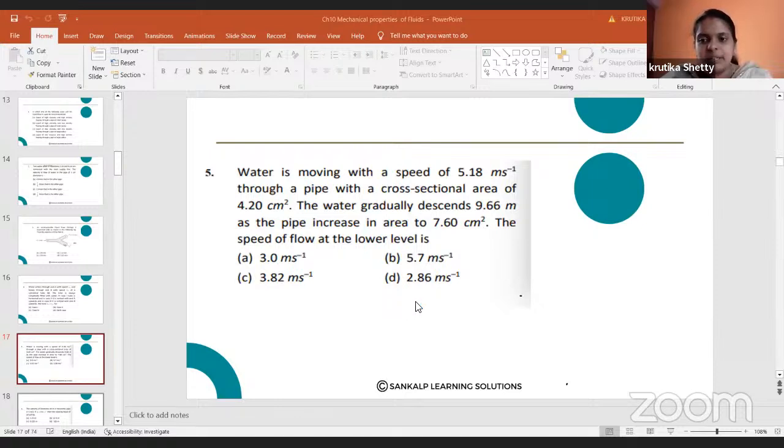Again, use the equation of continuity. Can you calculate this, students? Use the equation A1 V1 is equal to A2 V2. You try it yourself, I am giving you a hint here. It is given by A1 V1 is equal to A2 V2. Look here, the speed V1 is given, that is 5.18. Then its area is 4.2, then the area A2 is 7.6. We only need V2 here. So you can substitute and calculate this. You will get option D. Please try this one yourself. We will go to the next question.